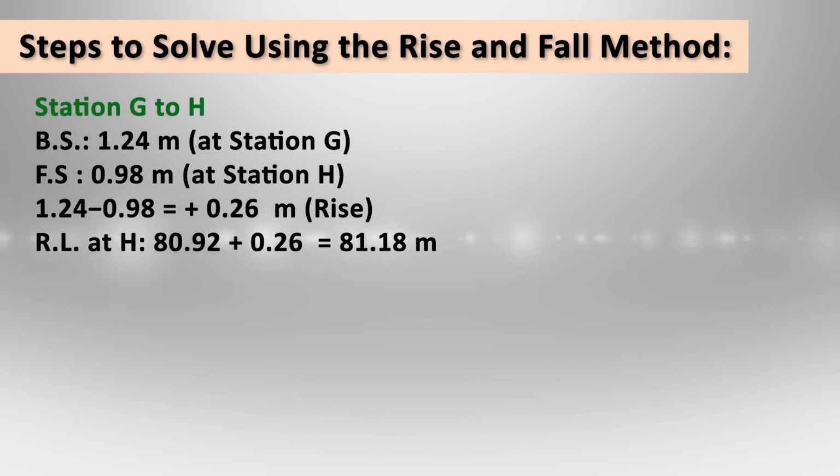Moving on from station G to H, back side is 1.24 meter at station G and fore side is 0.98 meter at station H. So, we will subtract 1.24 meter minus 0.98 meters which will be equal to plus 0.26 meter. Since it is positive, it will indicate the rise. So, reduced level at H will be reduced level at station G, that is 80.92 meter plus 0.26 meter which will result in 81.18 meter. So, reduced level at H would be 81.18 meters.